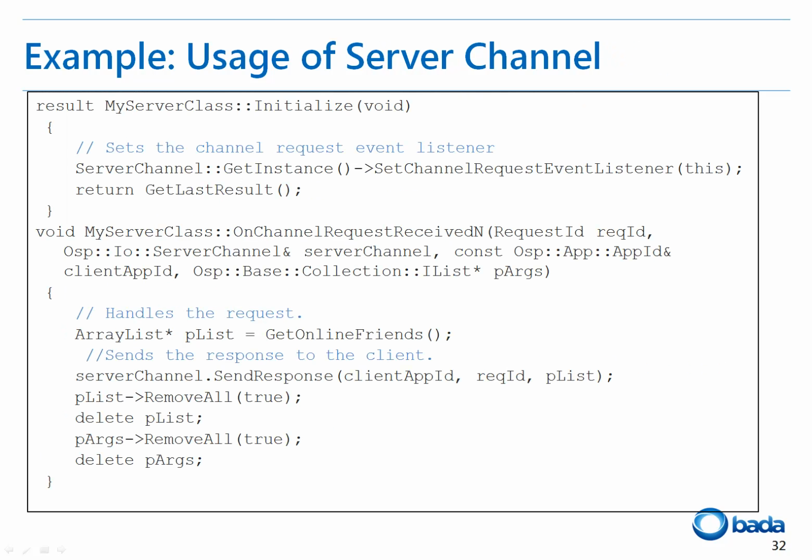This is the server application implementation for handling client requests. In line 4, the static method ServerChannel::GetInstance returns the default server channel instance. The SetChannelRequestEventListener API is making the MyServer class instance the request event listener. In line 7, we're defining the callback method OnChannelRequestReceivedN to process the client requests. In line 10, it's retrieving the list of online friends. In line 12, it's sending the online friends list to the client application through the SendResponse API.